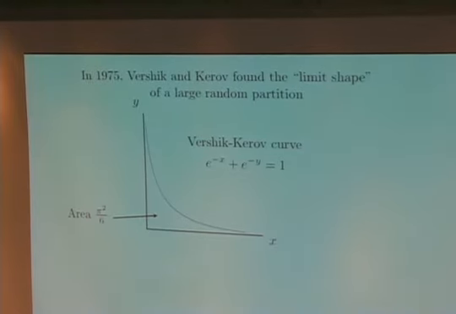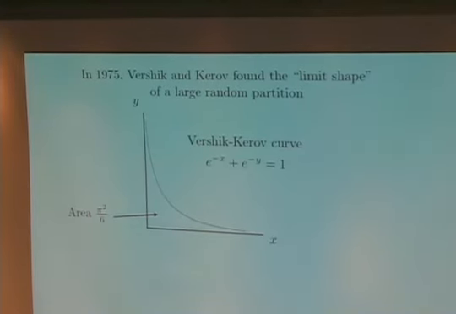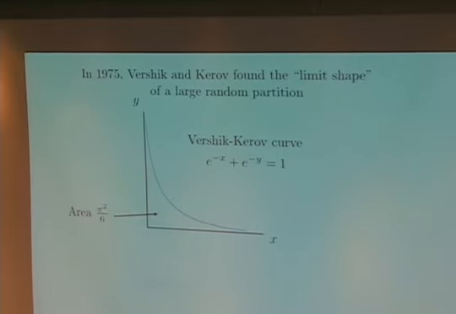So you take a large uniform random partition of n, with n going to infinity, and then you rescale things so that the total area is fixed, like pi squared over 6, or maybe you want to have area 1. Then with probability tending to 1, the shape is going to lie very close, and closer and closer as n gets large, to this particular smooth curve, called the Vershik-Kerov curve. And they gave a very simple looking formula for that curve.